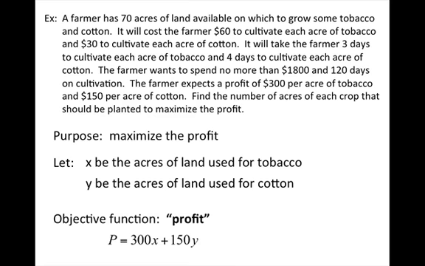Then you look back through the problem and you find any other constraints that you're given. And these are just restrictions. What's keeping that farmer from planting as many acres as he wants? Well, the first thing I'm told is the available land. He has 70 acres to plant for land. So if I take my acres of tobacco, which is X, and add that to the number of acres of cotton, which is Y, it cannot be over 70. It's got to be less than or equal to 70 because he only has 70 acres of land.